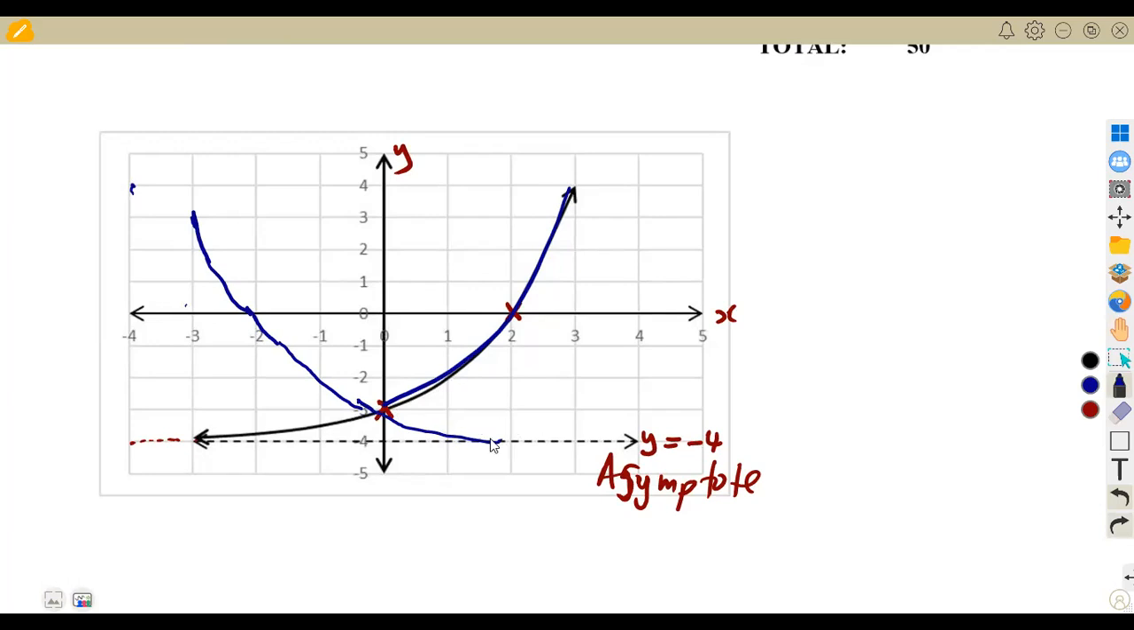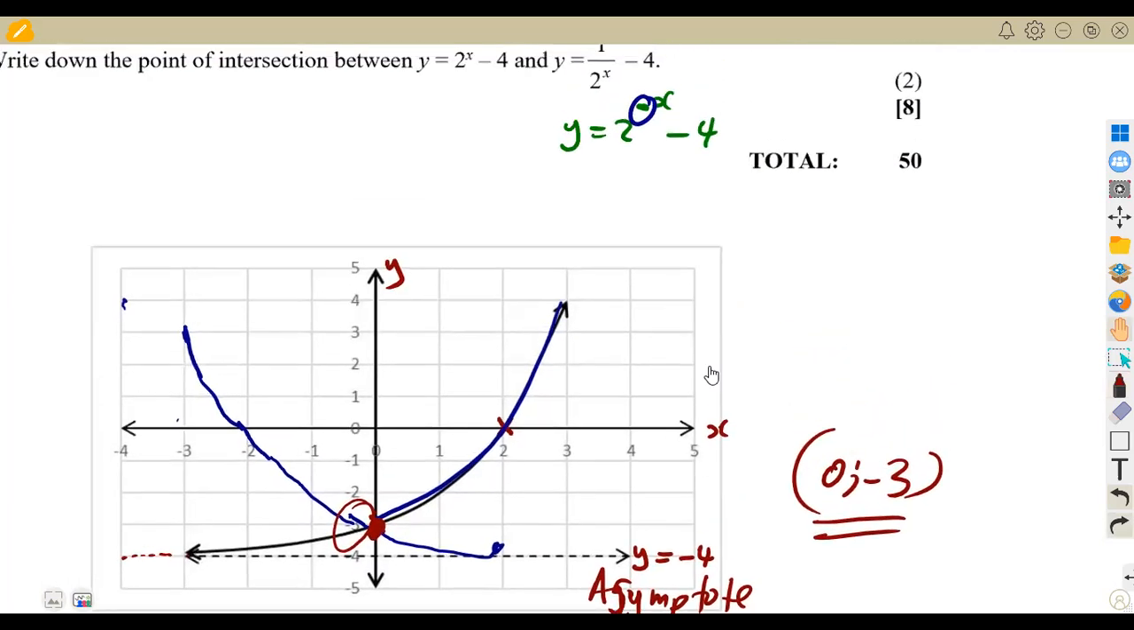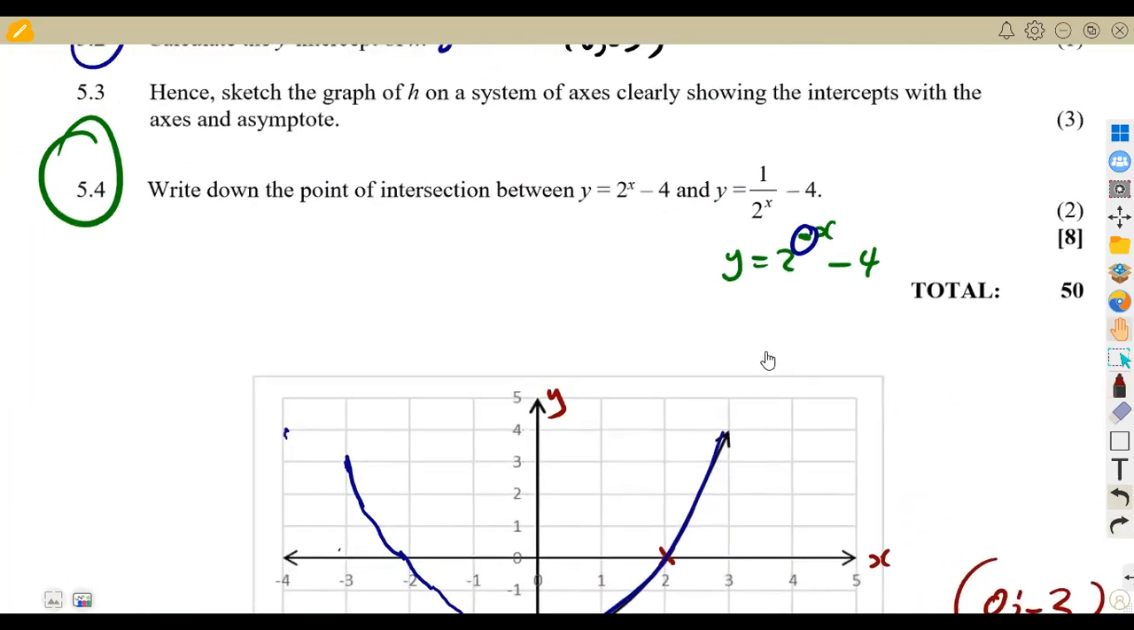Like I said, it is just going to approach this asymptote. So at the point of intersection, you can see these two graphs intersect at the y-axis, that is at 0, -3 in that case. That is our point of intersection. You are not solving anything in this case, unlike other questions where you have to solve your equations to find the point of intersection. On this one, you just needed the idea to know the relationship between these two.